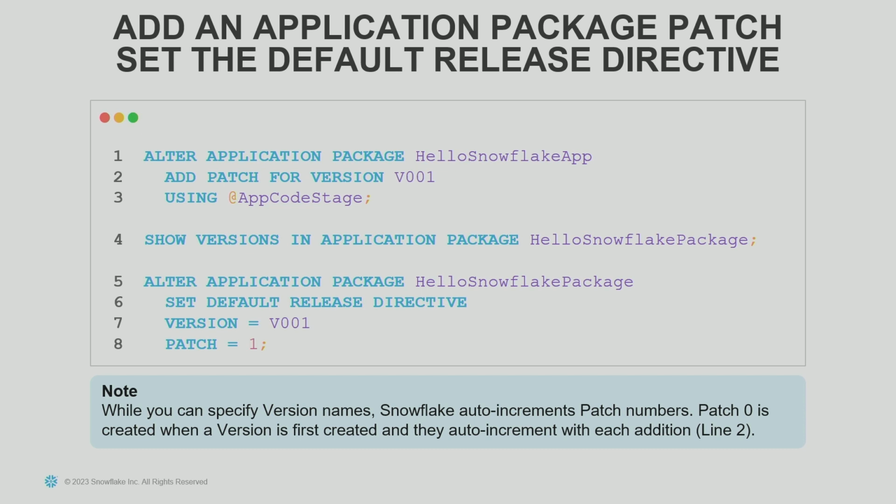And then ultimately, you can set what's called a release directive. This is in lines 5, 6, and 7, where you can say, I want all existing customers or consumers and anyone who installs this application new to get version 1, patch 1. That's how you're going to control, as a provider, what version of the app gets installed. And you can make exceptions for certain customers if you need to. We're not going to show that today, though.